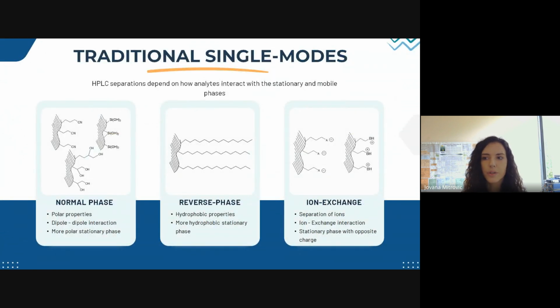So let's start with what we are all familiar with, traditional chromatographic modes. In normal phase chromatography, retention is based on polar interactions between analytes and a polar stationary phase. Reverse phase is the opposite, relying on hydrophobic interactions with a non-polar stationary phase. Then there is ion exchange, which separates compounds based on their charge. Each of these is effective for a narrow range of compounds, but real-world samples often contain analytes with multiple properties, some polar, some non-polar, some ionizable. And that's where problems arise.